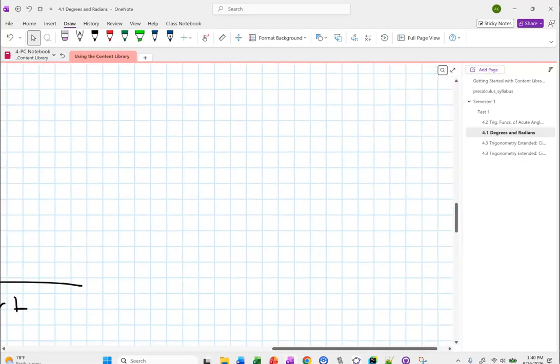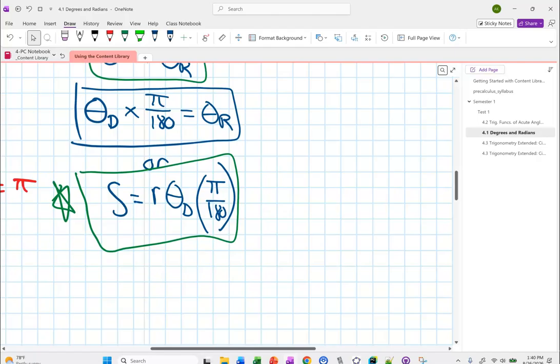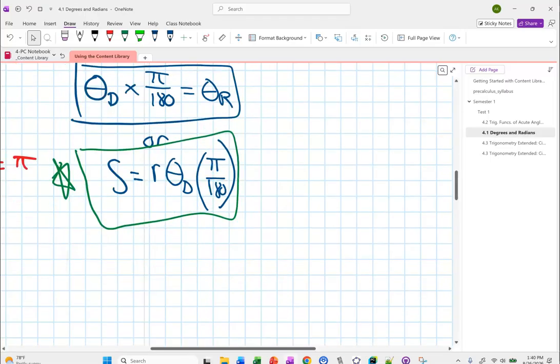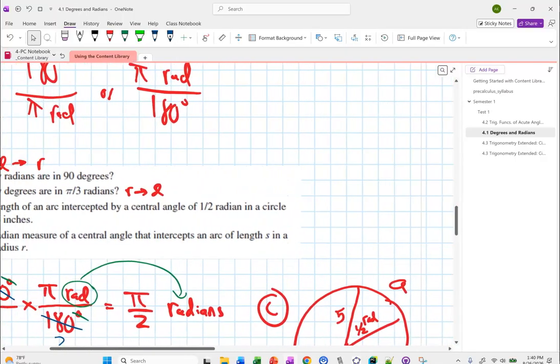Where did you go? Oh my goodness. It's back here. There it is. Right, these guys, right here. Which one do I want to use? The one with the angle in radians or the one with the angle in degrees? Degrees. Why degrees? Because the problem was in 60 degrees, right? It was given to me that way in the problem. So let's go back.